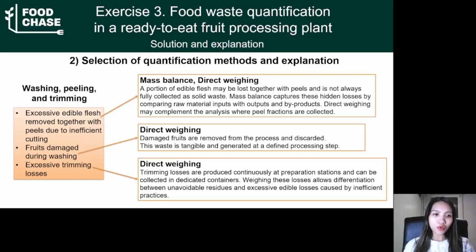Fruit damage during washing can be quantified with the direct weighing method because they are removed from the process and discarded. So this waste is tangible, visible, and generated at a defined processing step.